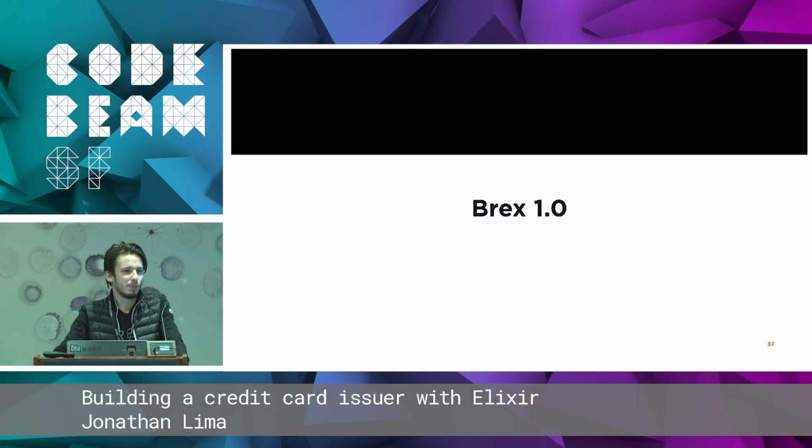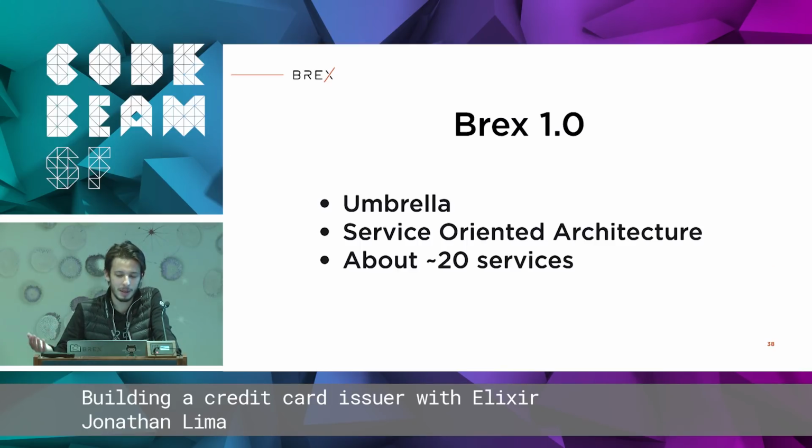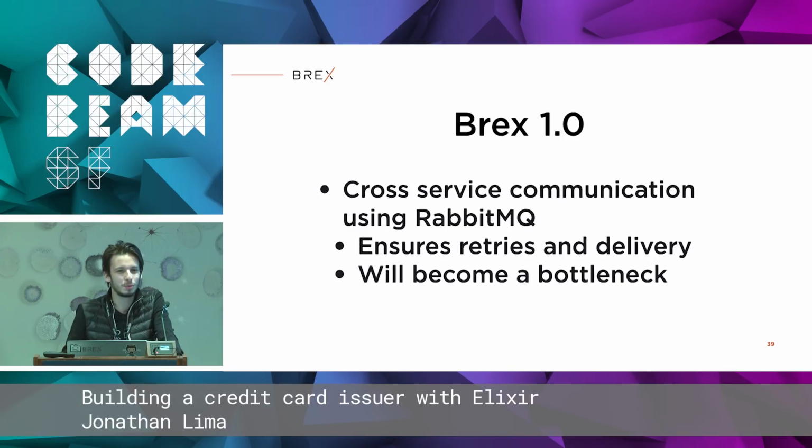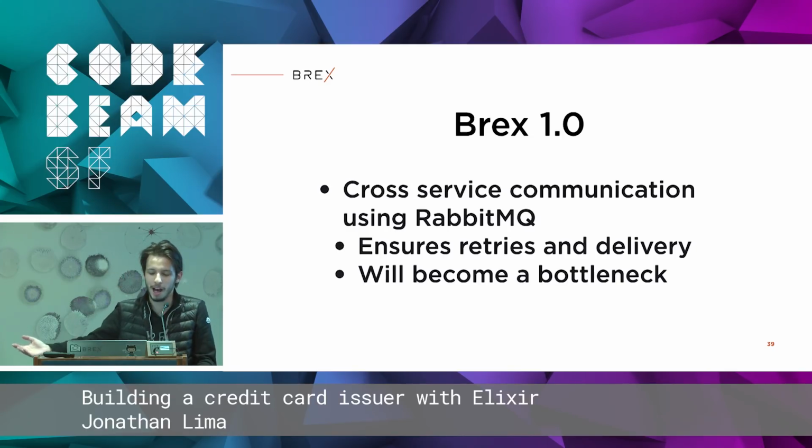Then we got to Brex 1.0, that is basically what we have today. So still the same thing, an umbrella with a service-oriented architecture. Today we have about 20 services, a little bit more than that. And the important part is we finally solved the distribution problem that we had. Today we do cross-service communication using RabbitMQ.